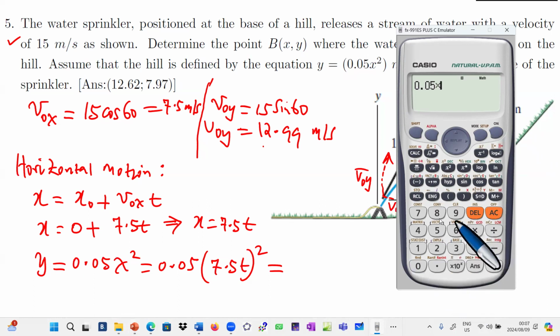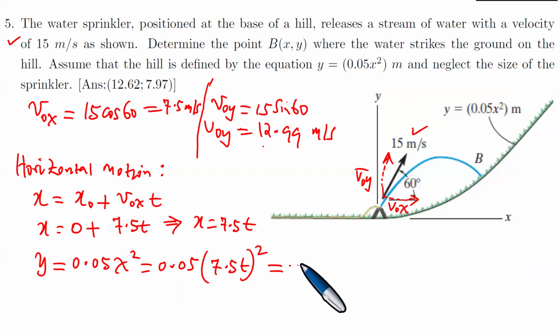0.05 times 7.5 squared. And then this becomes 2.8125. So we're getting exactly 2.8125 t squared. Okay, so this is what we are able to obtain as this particular function here.